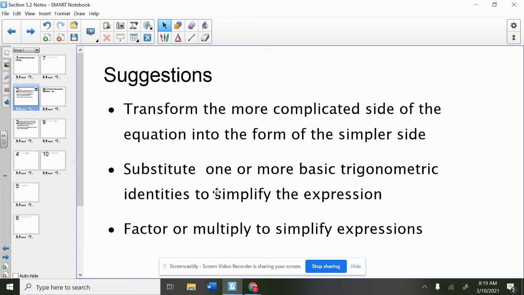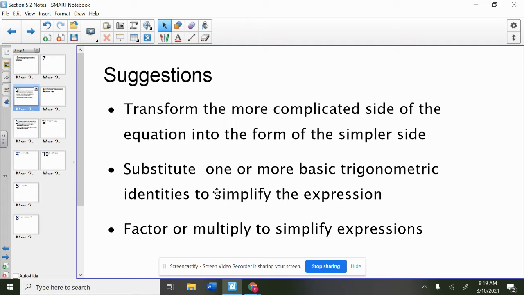Transform the more complicated side of the equation into the form of the simplest side. So you pick the most complicated side. Start there. You're not done until you get to the other side. So that's how you know where to stop. With the other simplifying problems, we weren't sure. Like, okay, am I done? Can I break this down? Is there another way to keep on going with this? And that's what we had to question. This, we know we're not done until we get to the other side.